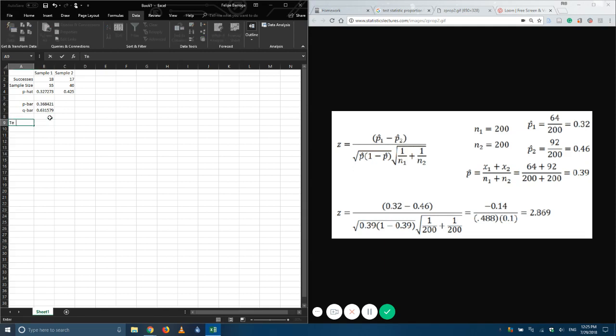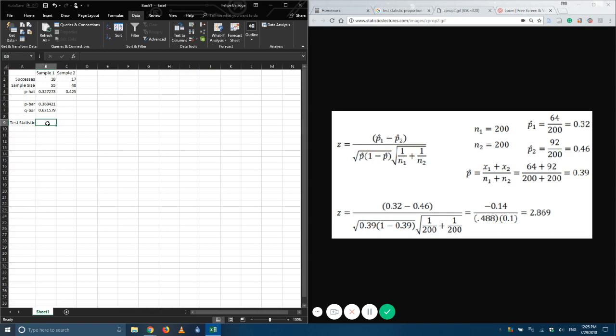Now to get the test statistic, just put all these values into the formula here. So we'll do the top, and it's important that you put that in parentheses. We'll subtract the p-hats in one order, sample 1 minus sample 2, divided by, and notice there's 2 square roots here, but you can put all this into 1 square root, so we'll do that.